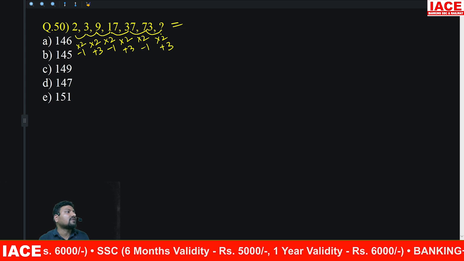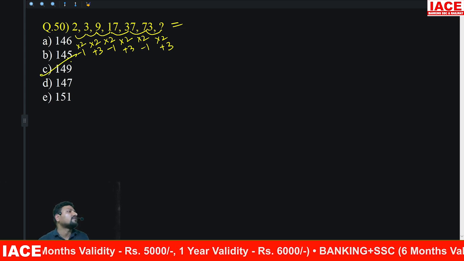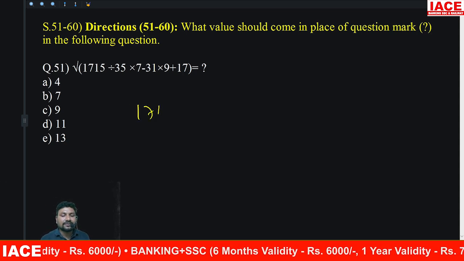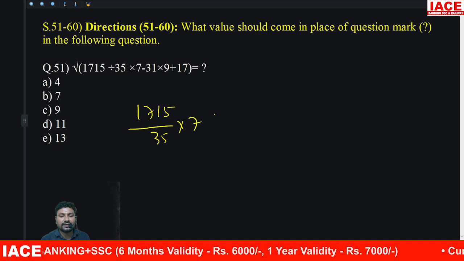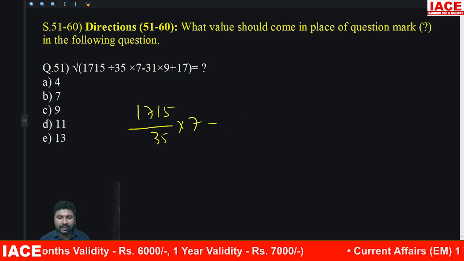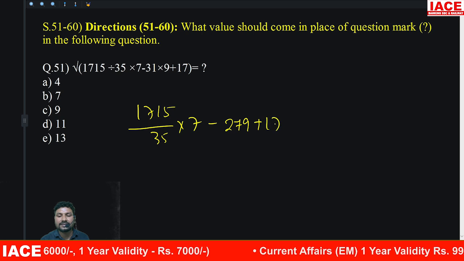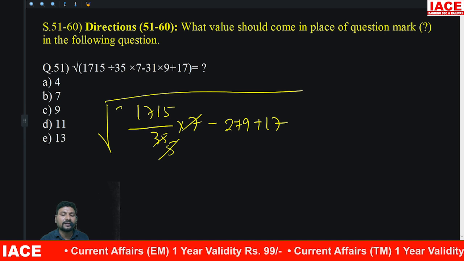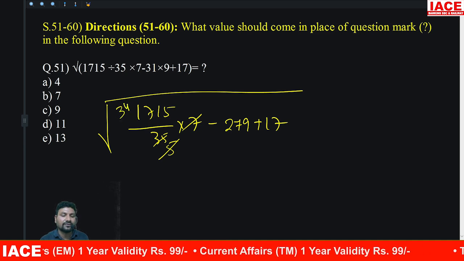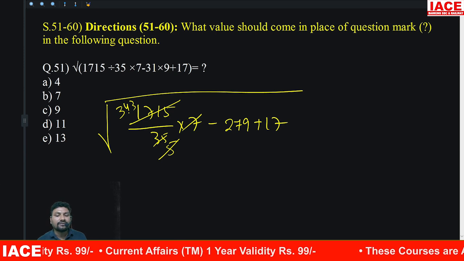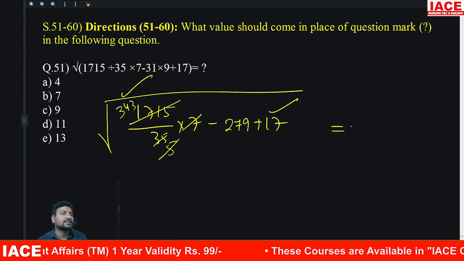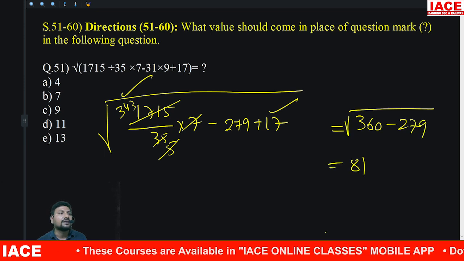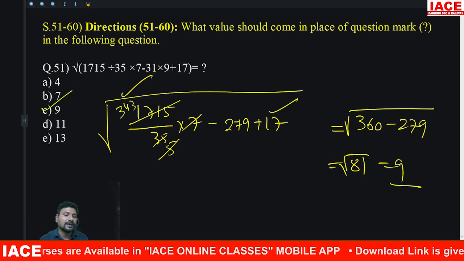73 2s are 146. 146 plus 3 equal to what? 149. Option C. Next, this is a simplification. 1715 divided by 35 into 7 minus 31 into 9. 31 into 9 is 279 plus 17. This is under root. Okay, 7 to 35, 5 times 5, how many times? 5 3s are 15. Value is 343. For 343, 17 is added, what is the result? 360. From 360, 279 will be removed, you will get what is answer? 81. Root of 81 answer is 9, option C.